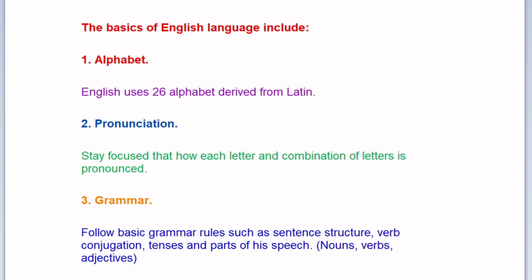The basics of English language include alphabet. English uses 26 alphabet derived from Latin. Pronunciation. Stay focused that how each letter and combination of letters is pronounced. Grammar. Follow basic grammar rules such as sentence structure, verb conjugation, tenses, and parts of speech, nouns, verbs, adjectives.